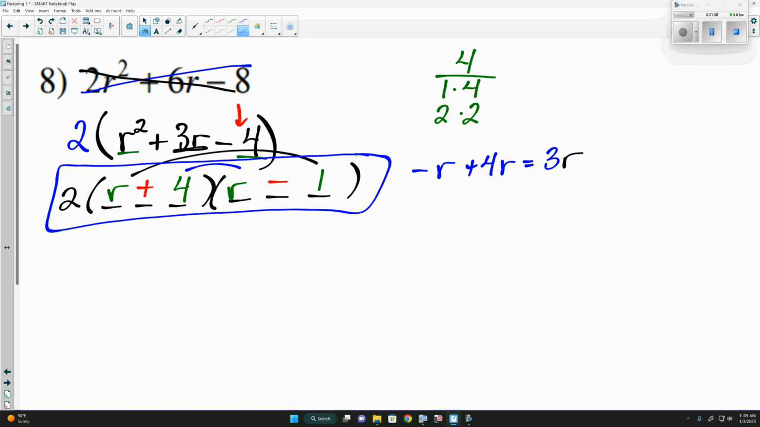Any questions on this here? Does having a greatest common factor really change it? No, we just pull the greatest common factor out and move on from there. Any questions on any of this here? We feel kind of good with this? Awesome.